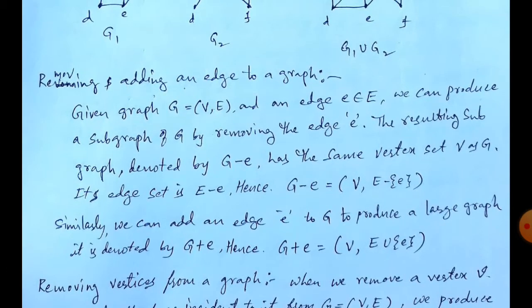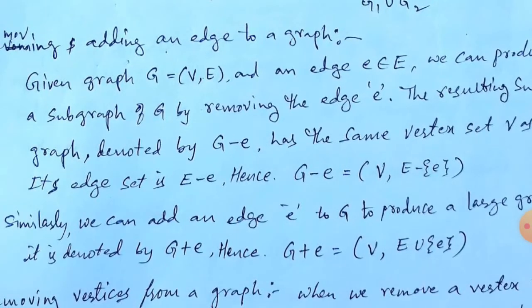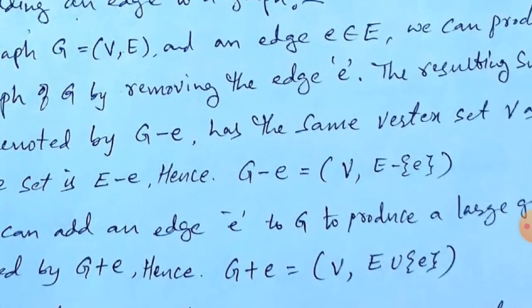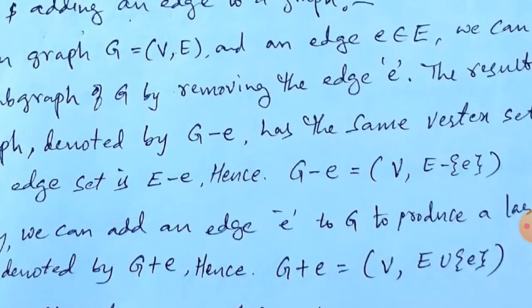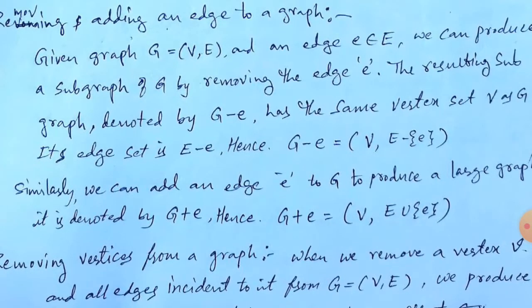It has the same vertex set V as G. So its edge set is E minus e. Capital E is the original edge set, and small e is the edge we are removing. So the edge set can be denoted E minus e. Hence the resulting graph G minus e has the same vertex set, V comma E minus e. Only the edge e we are removing from the edge set E.